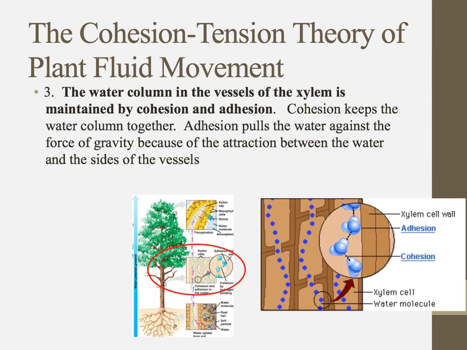Okay, and this column of water that's in the xylem is maintained by cohesion and adhesion. So again, what we just talked about on the last slide is cohesion is going to keep water molecules stuck together. Like this one's saying, hey, wherever I go, you follow me, like dragging your little brother through the mall. Adhesion is pulling that water against the force of gravity because of the attraction between the sides of the xylem and that water molecule. So it's kind of pulling it up and then keeping it together.